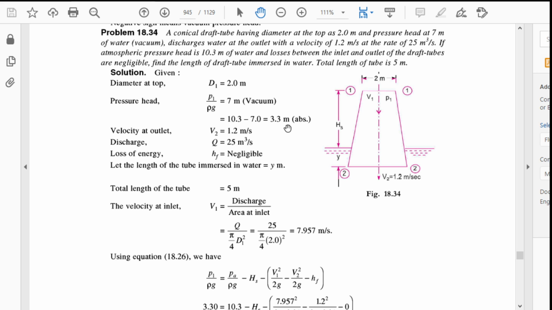Okay. By using the discharge and area at inlet, we can find out the velocity at inlet. So V1 will be discharge upon area at inlet. At inlet, the diameter is 2 meters, d1. Discharge they have given us 25 meter cube per second. So velocity at inlet is 7.957 meters per second.